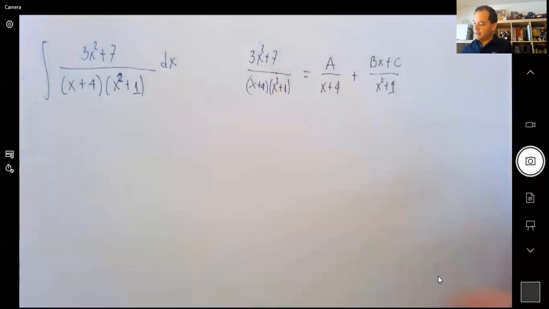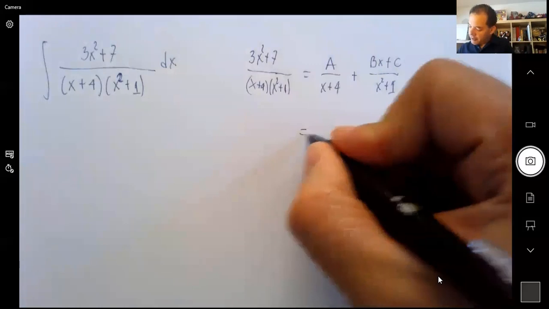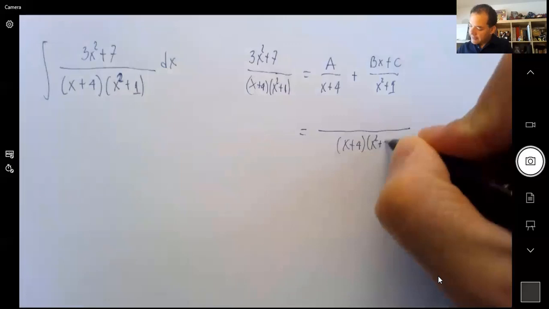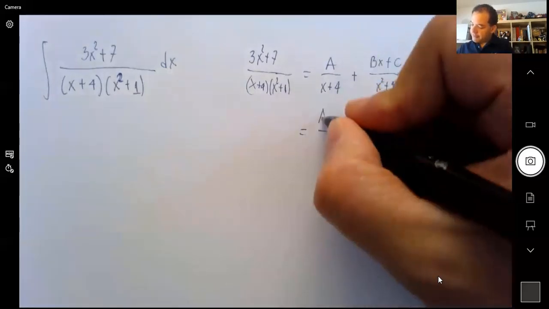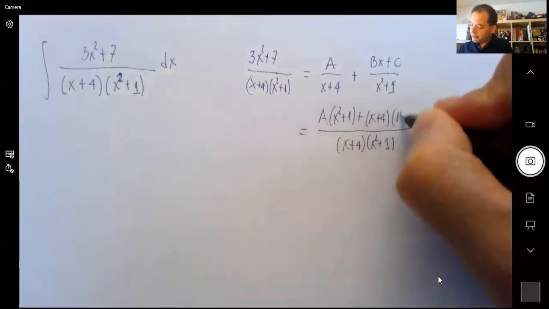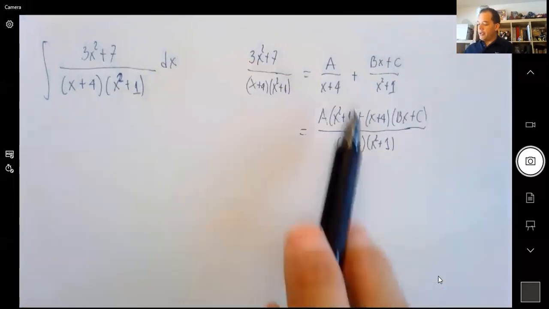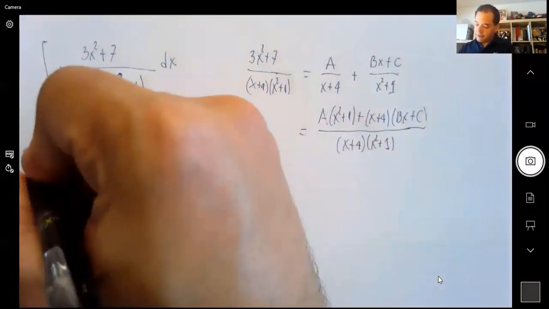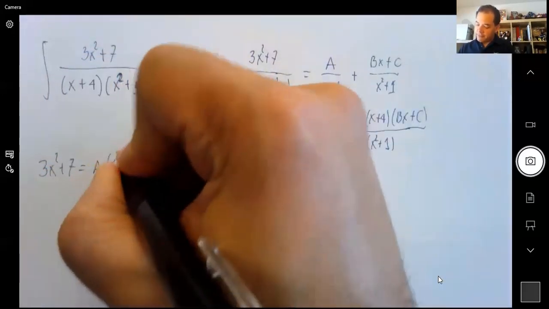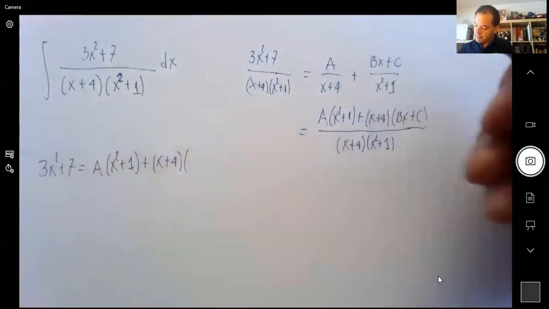Like that, right? Now you put a common denominator here, which will be the product. And you multiply, so that's A times x squared plus 1, and x plus 4 times Bx plus C. Because the denominators are the same, the numerators have to be the same. So 3x squared plus 7 has to be the same as A times x squared plus 1 plus x plus 4 times Bx plus C.